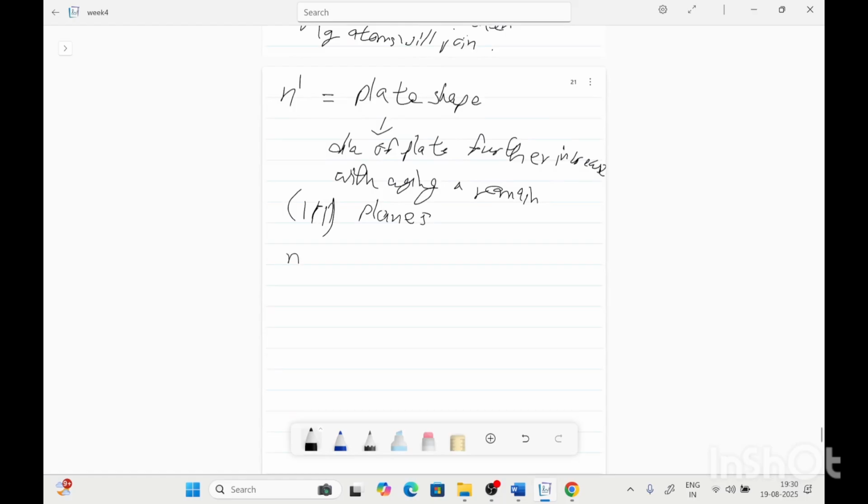So the eta prime is the plate shape at high temperature aging, and the eta precipitate is the equilibrium phase with hexagonal structure.